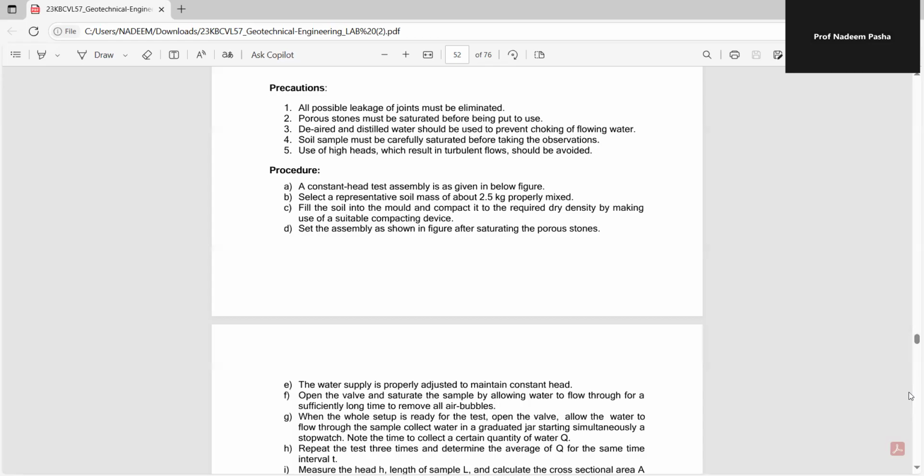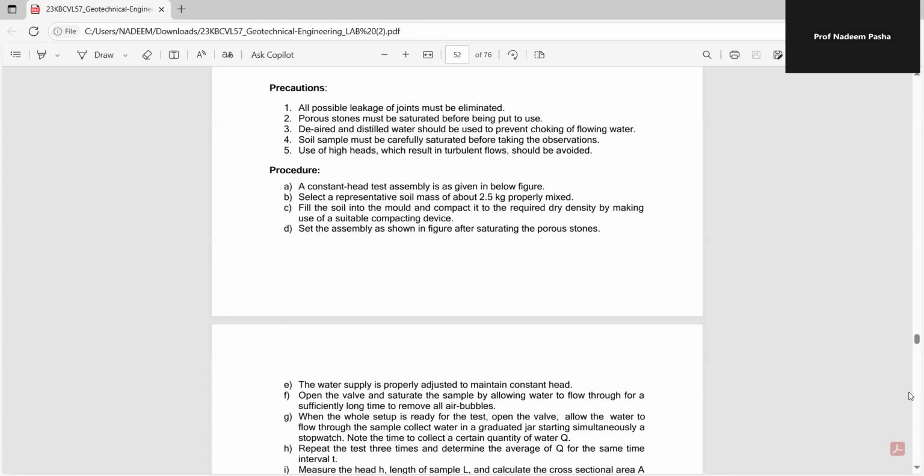So now coming to the procedure part. A constant head test assembly is given as shown in the figure below. Select a representative sample of soil mass of about 2.5 kg, properly mix.